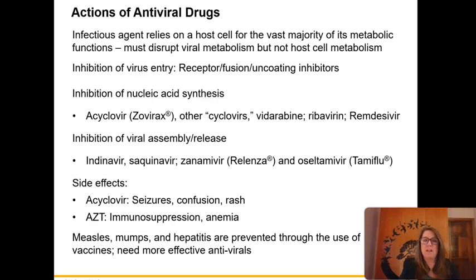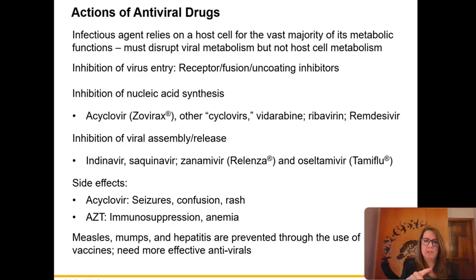There's the inhibition of virus entry. This is where the virus is essentially connecting to a host cell at the receptor. So there are receptor fusion and uncoating inhibitors. That would block the cell from actually being injected with that viral DNA or RNA.